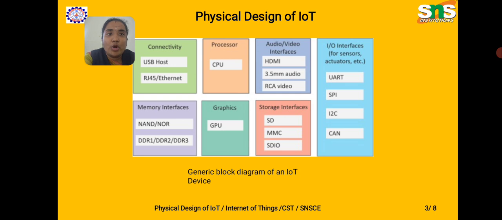Processor consists of CPU, audio and video interfaces, HDMI, 3.5 audio, RCA video, memory interfaces, NAND and NOR, DDR1, DDR2 and DDR3. Processor CPU, graphics CPU, and the storage interfaces SD, MMC, SDIO. IO interfaces consist of UART, SPI, I2C, CAN.